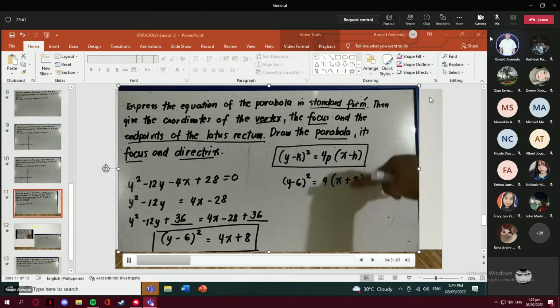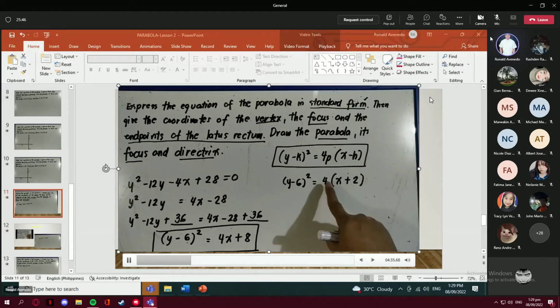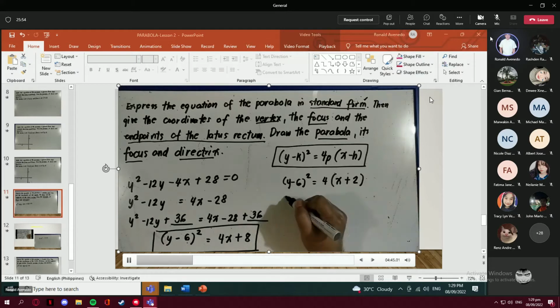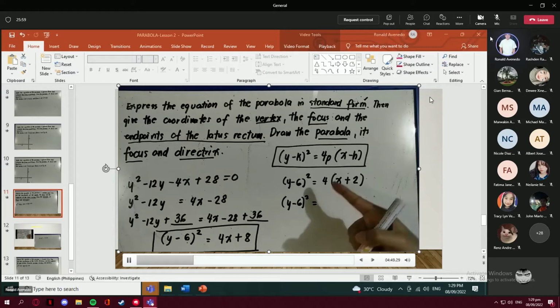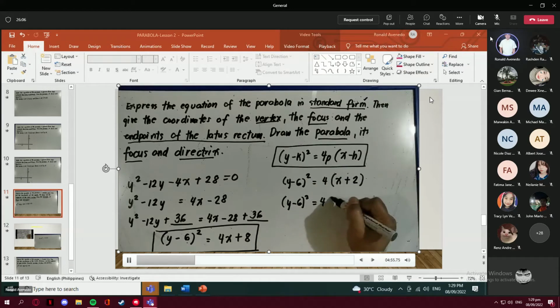So look at this side of the equation. We have 4p. So 4, paano natin ilagay ngayon ang p? What would be the value of p? So here, y minus 6 squared. So since 4p is equal to 4, the value of our p here should be 1. So p is 1. So that 4 times 1 is 4.